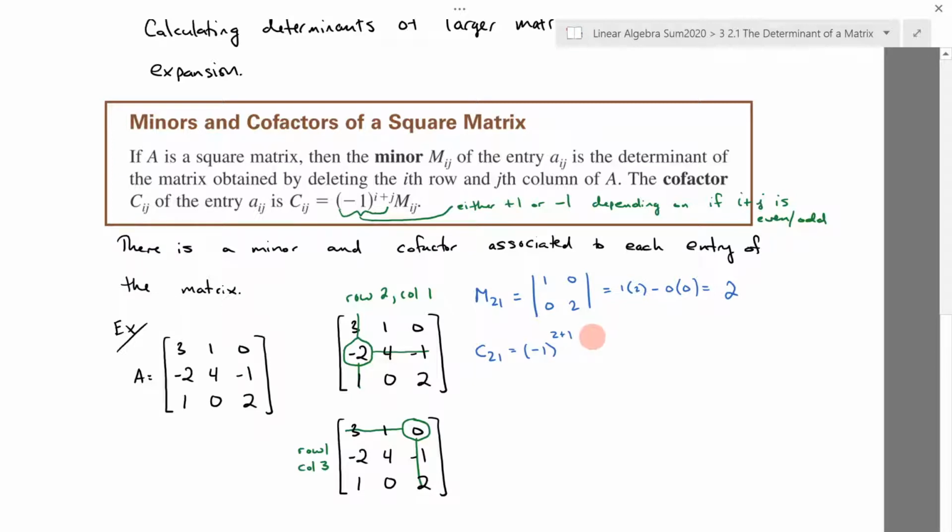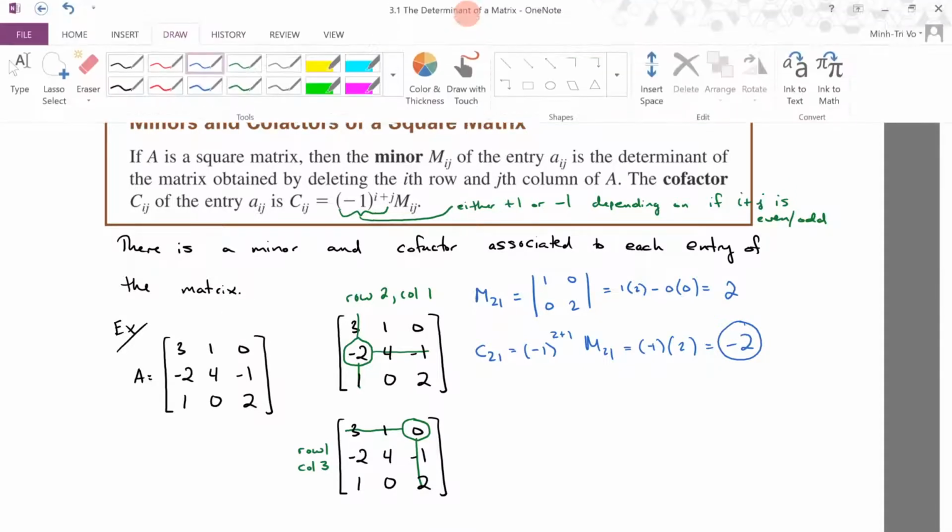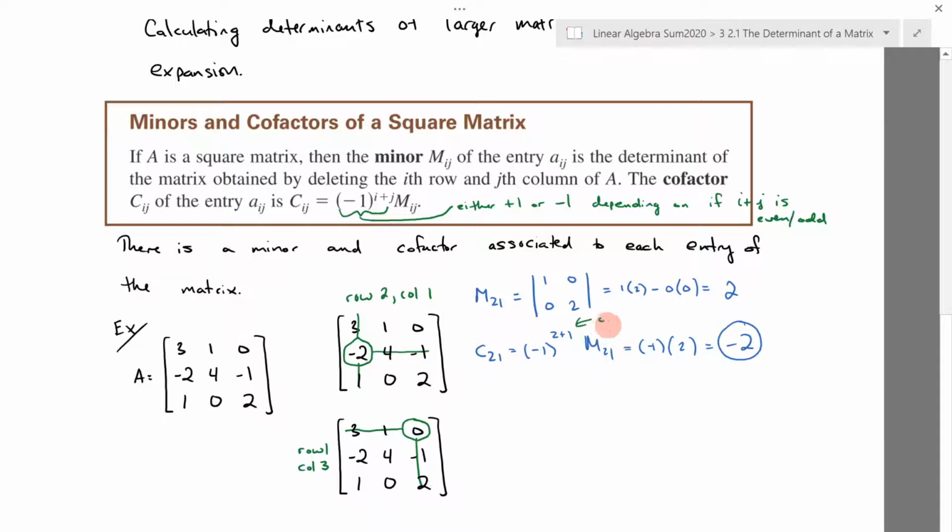And then M21, right? So this -1 power times the minor, which we've calculated previously, right? So 2 plus 1 is odd, so that means this is a -1. And M21 again we calculated is 2. So -1 times 2 is equal to -2. So again, this is odd, so that's why we have this extra -1 here. Okay, so that's how we calculate the cofactor for this entry.